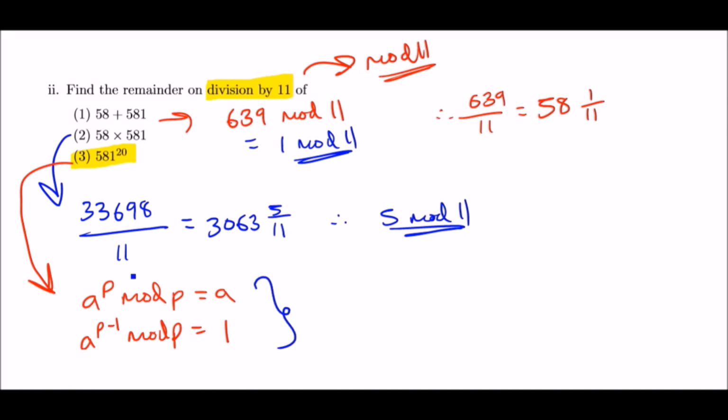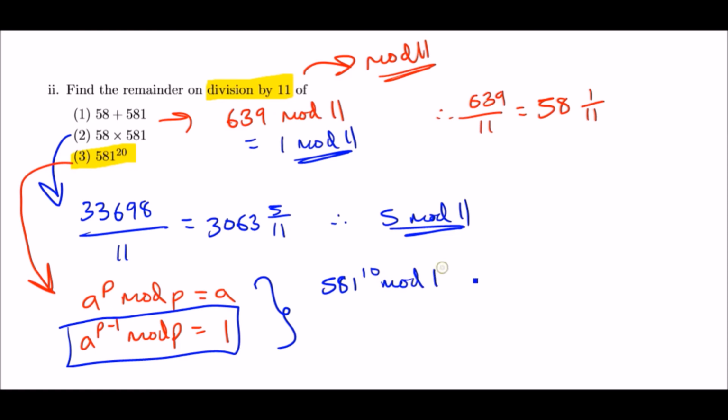So first things first, let's copy this in. We've got a is 581, and I'm using the second equation because we want it equal to 1, because at least 1 is easier than equal to 581. We can say a to the power of the prime number, which is 11, minus 1, gives us 10. 581 to the power 10 mod 11 is identical to 1.